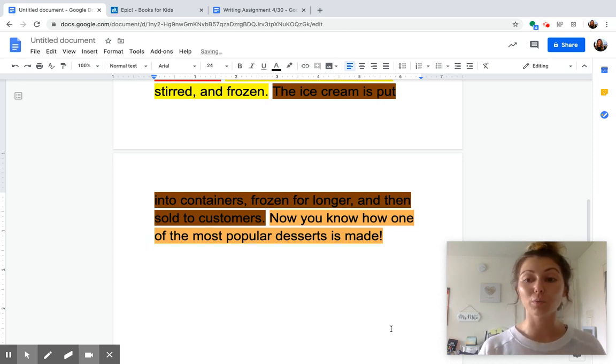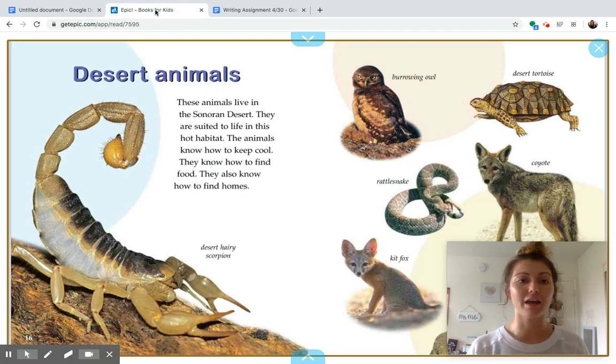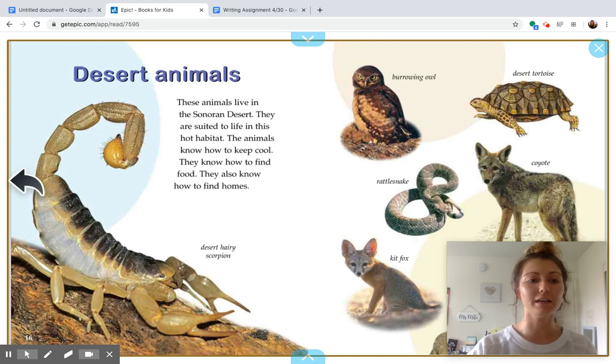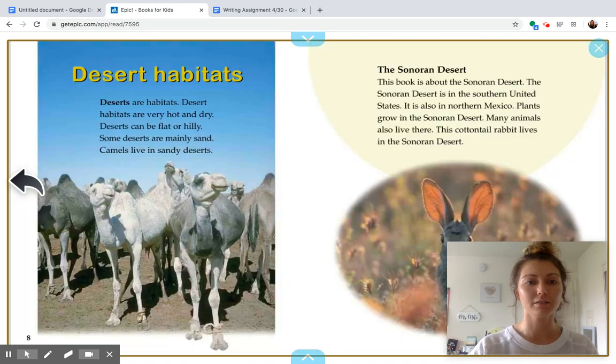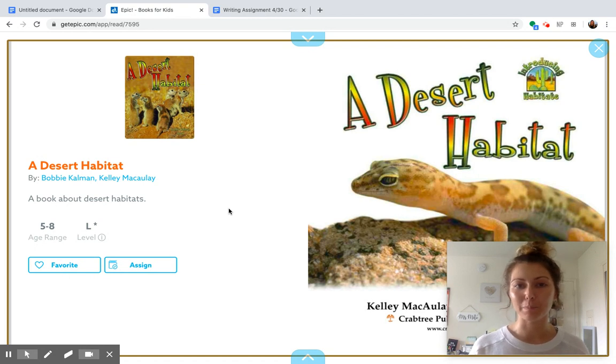That way, you know what is expected of you when you do your independent work. So, Miss Metz went to Epic and I found a book. This book is titled, let me go back just so we can see the title again, A Desert Habitat. That tells me this book is going to be all about the desert habitat, which is great. I can write my paragraph.